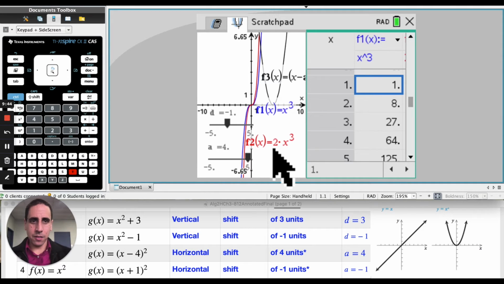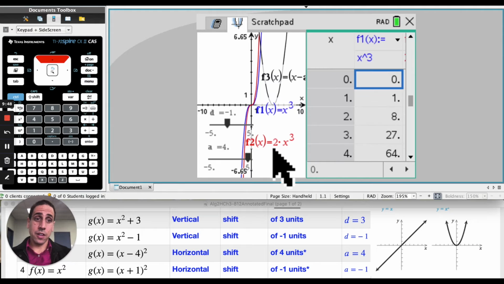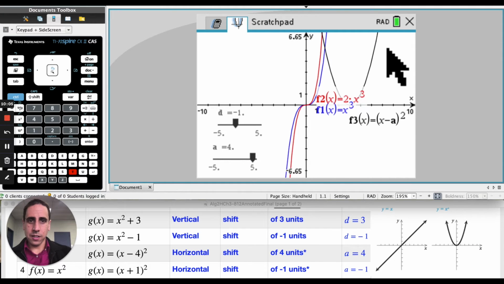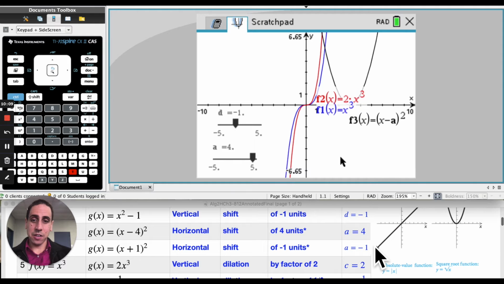And maybe that's because you can see here, a cubic function goes 0, 1, 8, 27, 64. But if you multiply that by 2, all the y values get doubled: 0, 2, 16, 54, 128 compared to the original. So for that reason, what we're going to say here, Control T, is that this is going to be a vertical dilation by factor of 2.